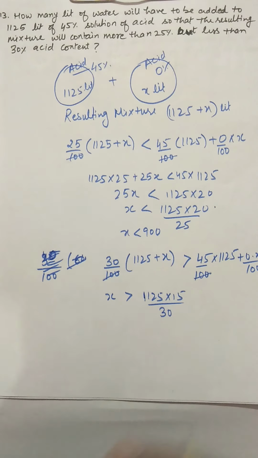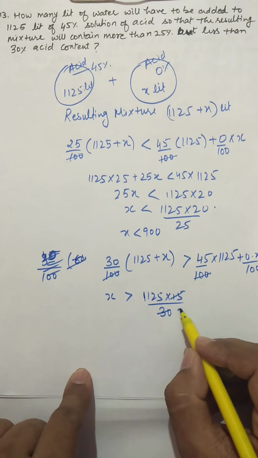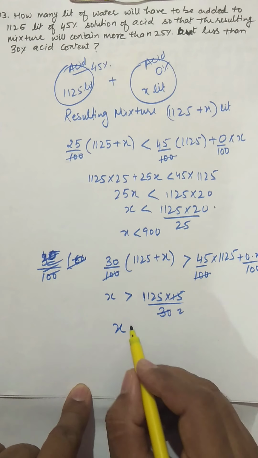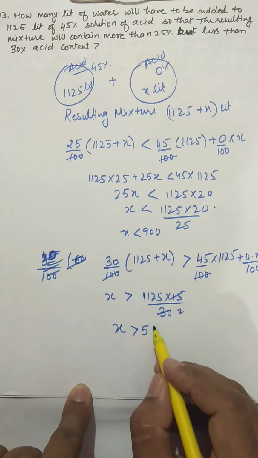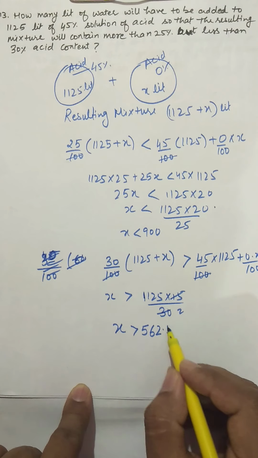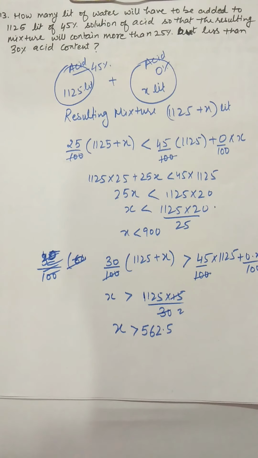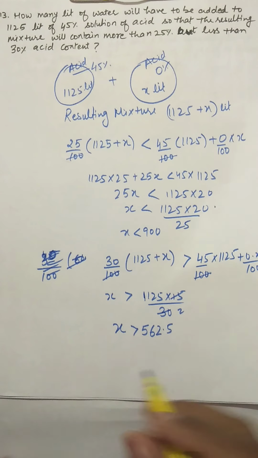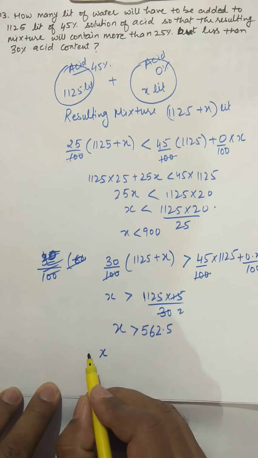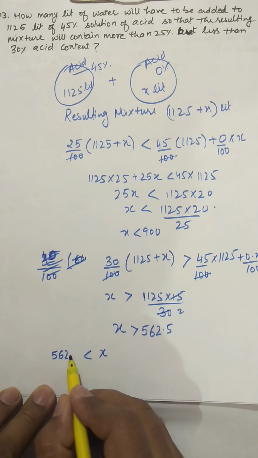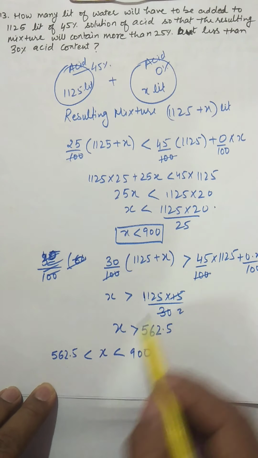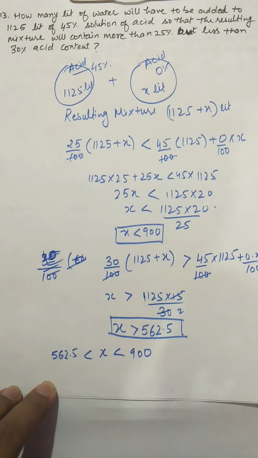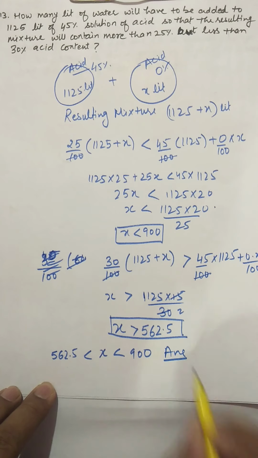You can simplify this at your own level. This is 2 1s are 2. So simplify by 2, x greater than, this is 2 5s are 10, 1 2 6, 2 2s are 4, and this is 5. So x has to be greater than 562.5. So finally we can write that the liters should be greater than 562.5 and less than 900. We can combine this information and this information together. So this is your answer.